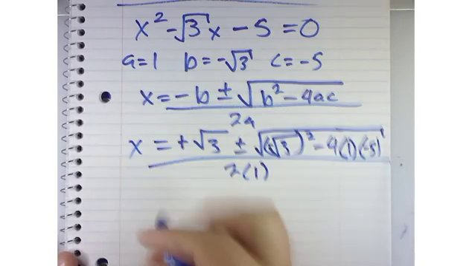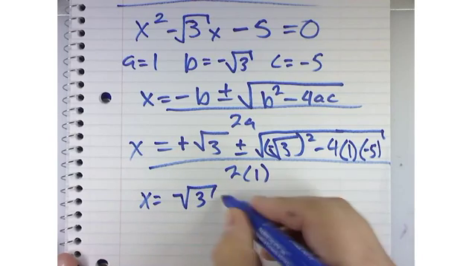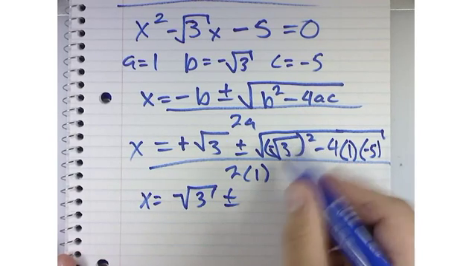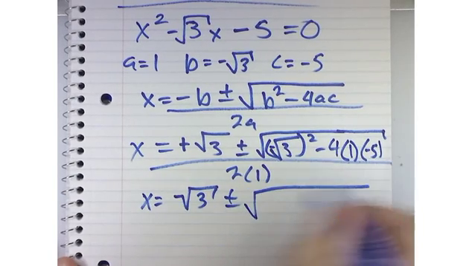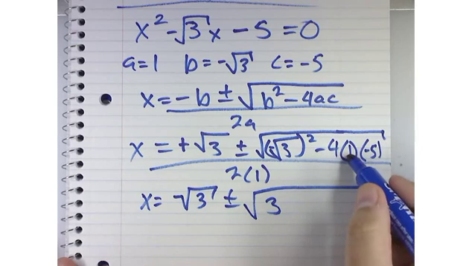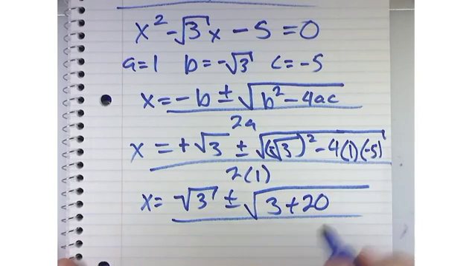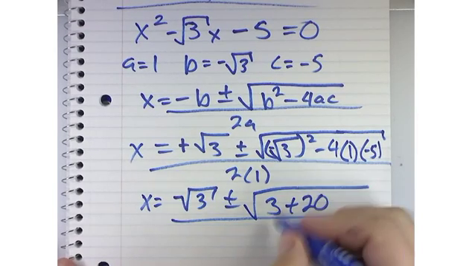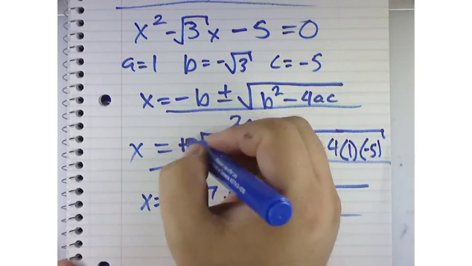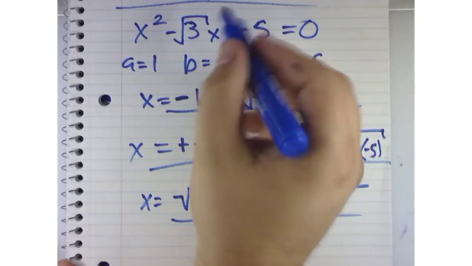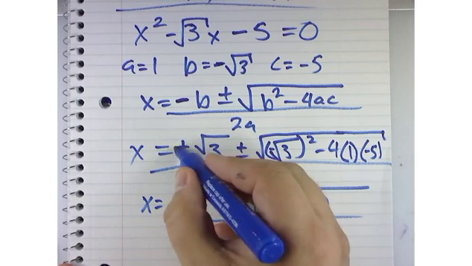All right, next line. X is equal to the square root of 3 plus or minus. When you square a square root, you get the principal root, which is just the base. So this should be 3. And then negative 4 times 1 is negative 4 times negative 5 is positive 20. You get rid of the negative sign on the negative square root of 3 when you square it, because this is technically the negative of the negative. So what's a negative times a negative? A positive.